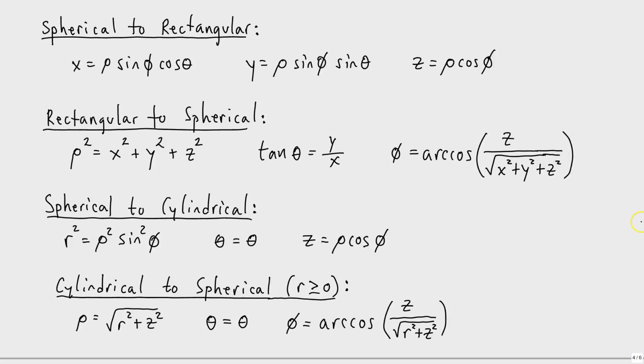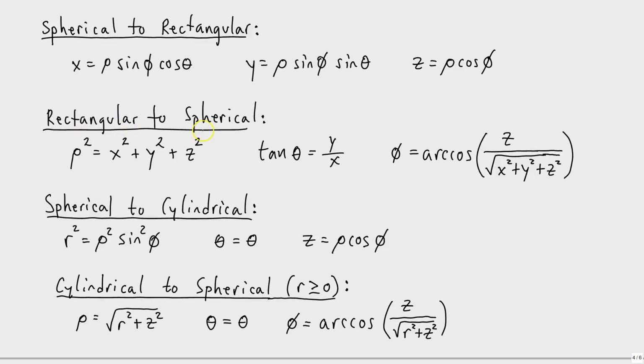Okay, so how about our conversions? Say you want to go from spherical coordinates to rectangular. You plug in rho, phi, and theta, multiply that out, and that gives you x. Rho, phi, theta, multiply that out, and you get y. Rho, phi, multiply that out and you get z. So that's assuming you know the spherical coordinates and you want to switch to x, y, z.